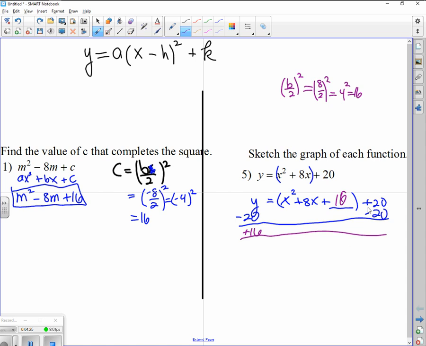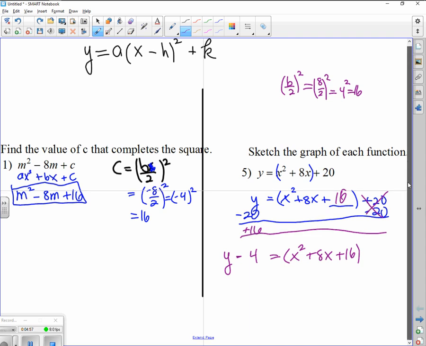Okay, so now these will cancel. So I'm going to have the quantity x squared plus 8x plus 16, and over here the y cannot be combined because there's only one y. -20 plus 16: if you owe me 20 and you have 16, you're still going to owe me $4 when you pay me.